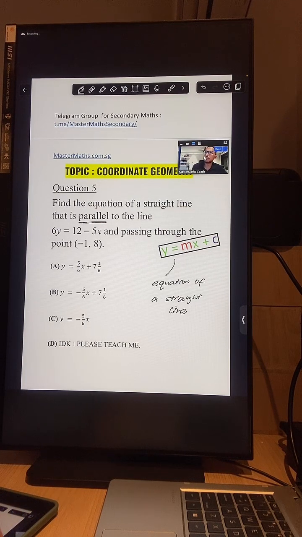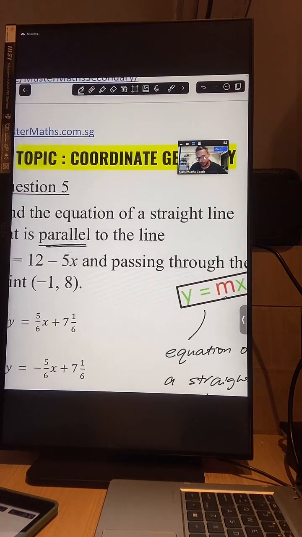Okay, so for it to be parallel, or what does it mean? Okay, let's talk about parallel lines. So parallel lines are lines that share the same gradient. Okay, I shall write that down.